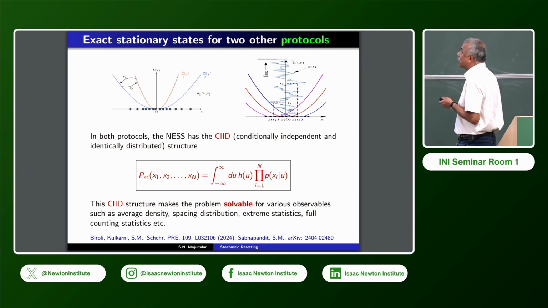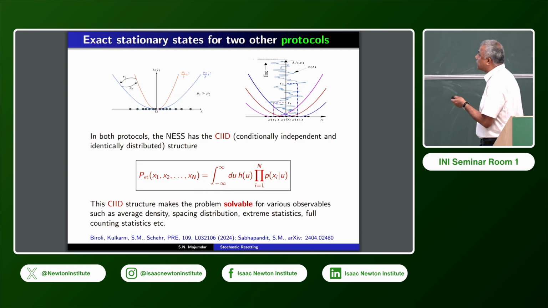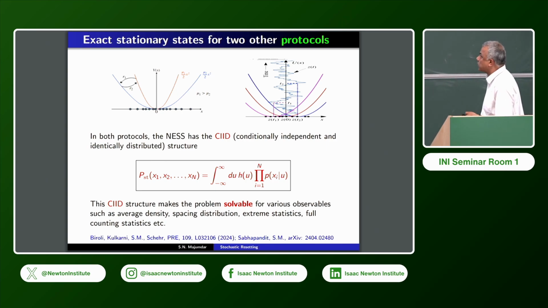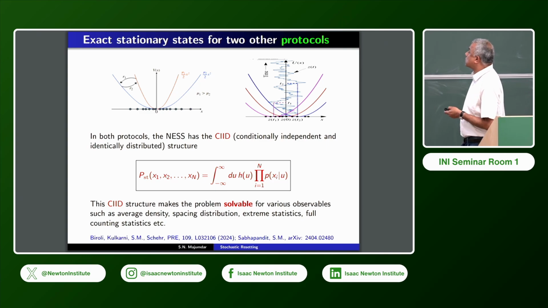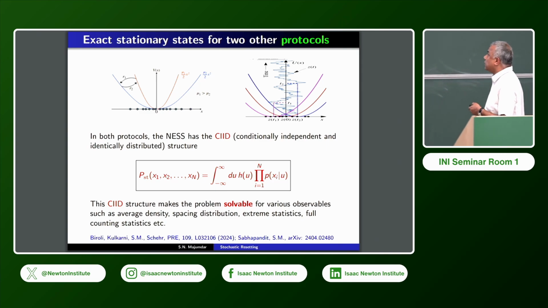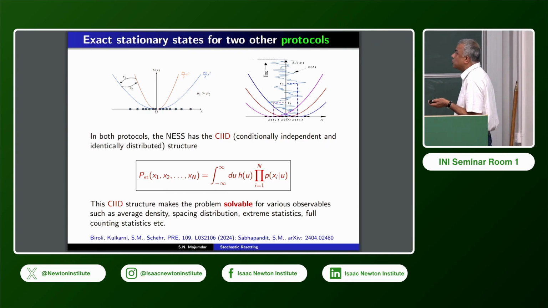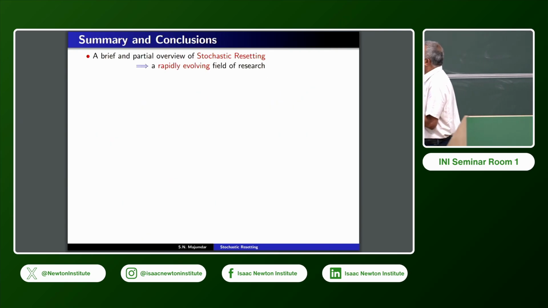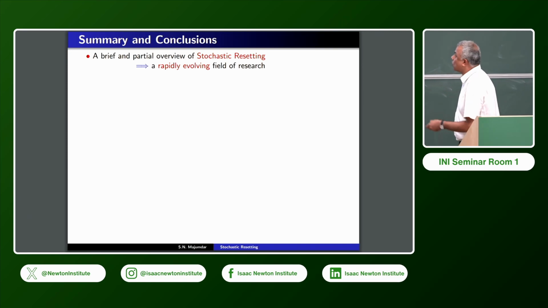We know some examples, but in many examples it was not at all obvious that the stationary state has this CIID structure. We just found it from some integral representation of it using some Kesten-type approach and so on. But it's not always easy. Even if you have the explicit stationary distribution, it's not always easy to see whether it has a conditional IID structure. Okay, so let me now finish my talk with a summary and conclusion.